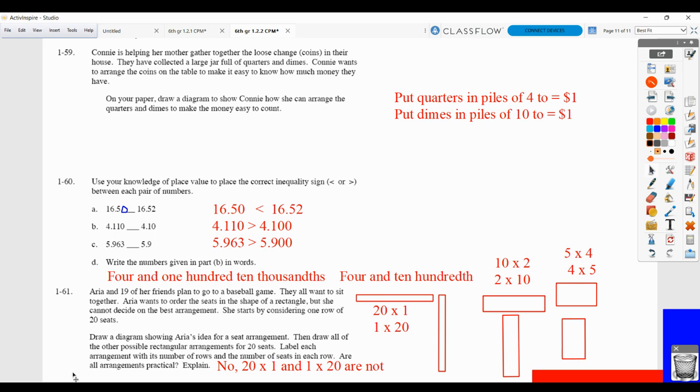The last part of this is, are all the arrangements practical? And the idea would be that no, a 20 by 1 or 1 by 20 would not be very practical. These people would not be able to have a conversation with these people, and especially in this arrangement, you really would not feel very much like a group at all. So that's what they're getting at there.